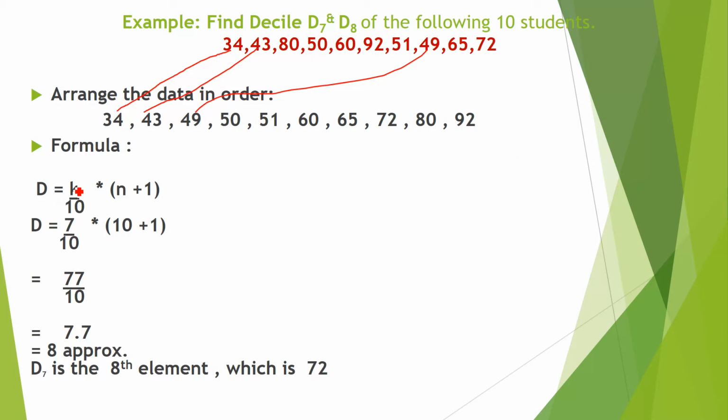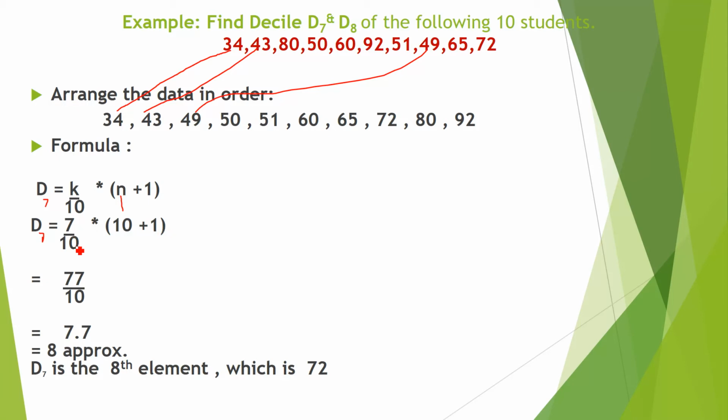The formula is D is equal to K divided by 10 multiplied by N plus 1. Here we are going to calculate D7, so instead of K we write 7 divided by 10, because decile divides the distribution into 10 equal parts, multiplied by N. Here we have 10 elements in our data set, but if you have 12, 13, 14, whatever, it will change according to your data set. So 10 plus 1 is equal to 11.